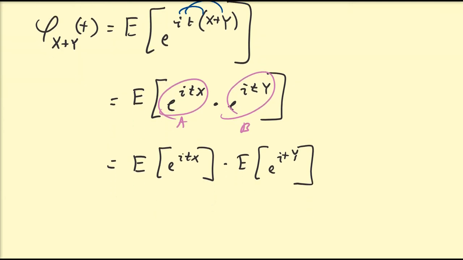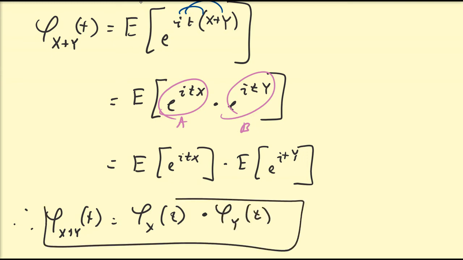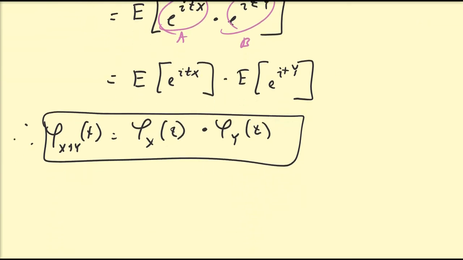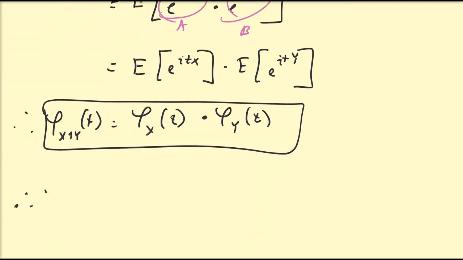So by the definition of the characteristic function, we have that phi of x plus y of t is precisely equal to phi of x of t multiplied by phi of y of t. So if you have the characteristic function of a sum of two variables, you can just multiply the individual characteristic functions of those random variables. And similarly, you can prove, in a very similar proof, that the moment generating function of x plus y is also equal to the product of the moment generating functions of the random variables x and y.